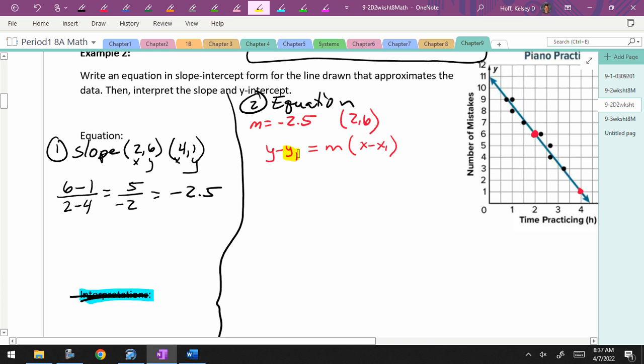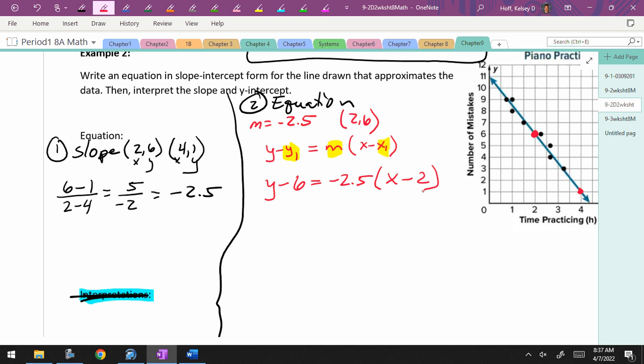There are 3 pieces we have to fill in. Y minus y1. What that means is the y out of your point, okay? Y minus 6 equals negative 2.5, good job, parenthesis x minus 2. We use 2, 6. Okay, what's my next step? Very good. We have to distribute through here, right? So y minus 6 isn't going to change.